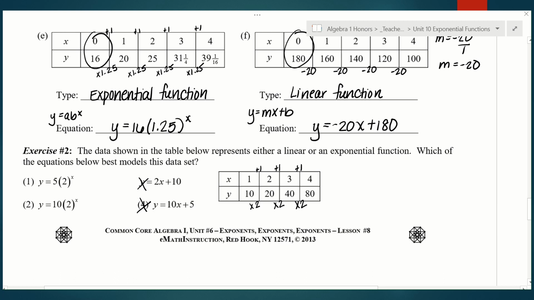Okay, so then the next thing I'm going to look for is which of these choices shows a growth factor of 2, and they both do. So they both have a 2 for their growth factor. So what's going to be the determining factor here is what is the y-intercept. Now I can't see the y-intercept on the table, so I'm going to have to work backwards to figure that out. So I know that the next x value would be 0 if I go backwards. And so if I'm doing times 2 every time, what times 2 gives me 10? 5. So I know it has to be choice 1.